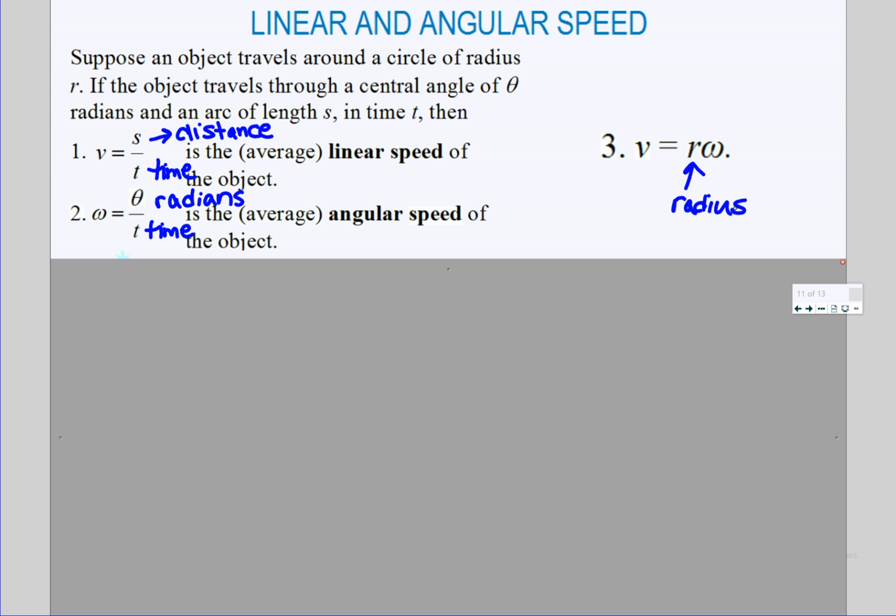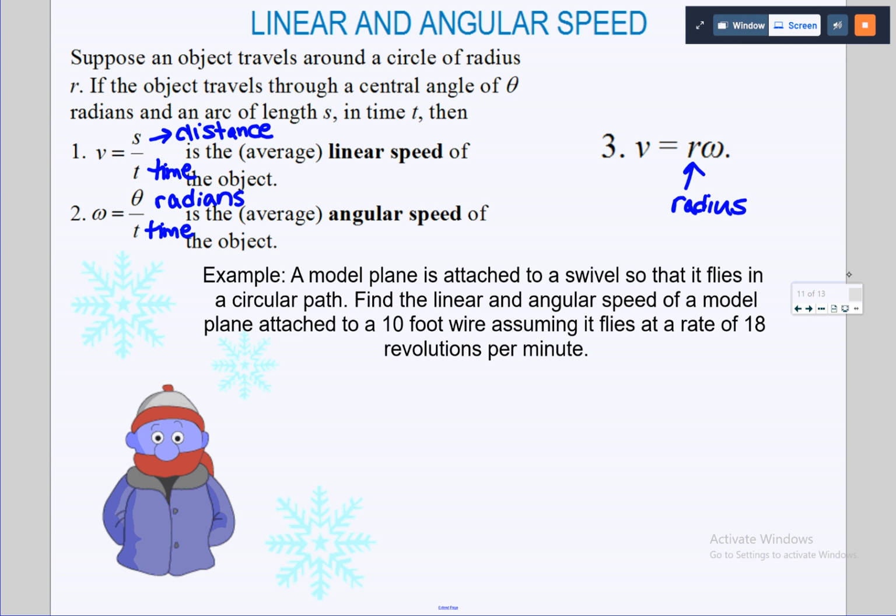The first one, we're going to look at a model plane that's spinning in a circle, and we want to find its angular speed and its linear speed. Okay, so this one says a model plane is attached to a swivel so that it flies in a circular path. Find the linear and angular speed of the plane if it's attached to a 10-foot wire, assuming it's flying at 18 revolutions per minute.